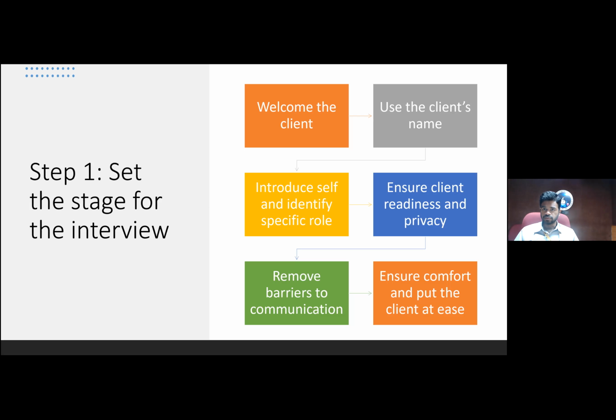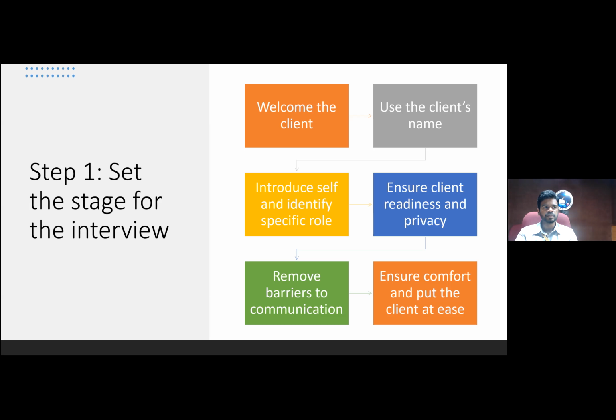And ensure comfort and put the client at ease, meaning that whatever you discuss will be within both of us, or if at all this is going to be a supervised session or there's going to be any academic discussion for the betterment of the client. The data or information that we are taking from you will be discussed in a secure manner, again only for academic purposes, with your supervisors or your juniors, only academic and not in a publishing manner, right?